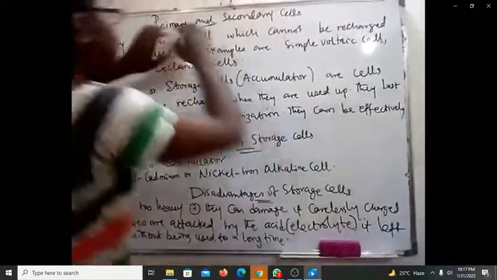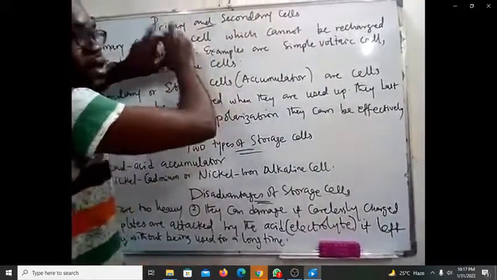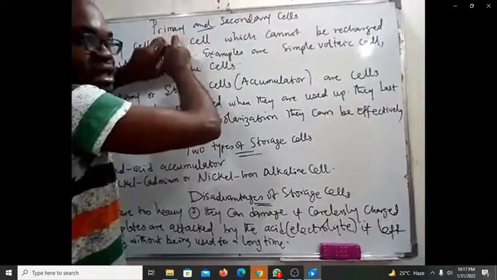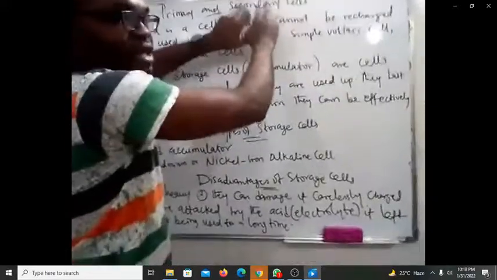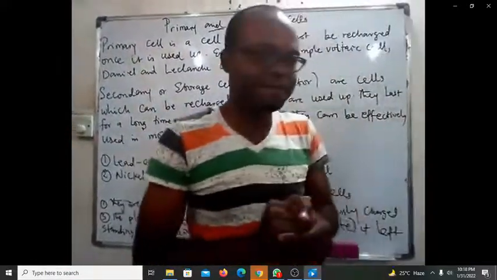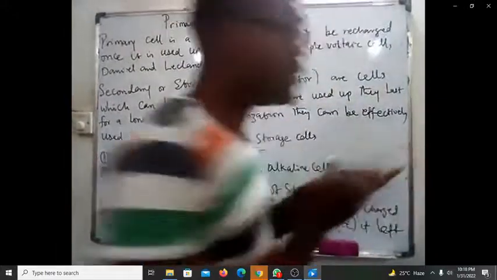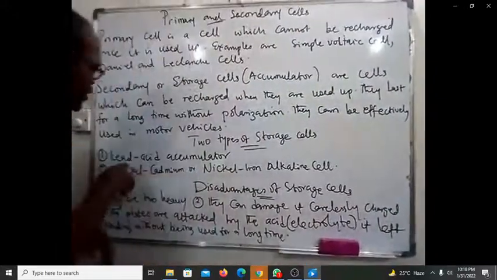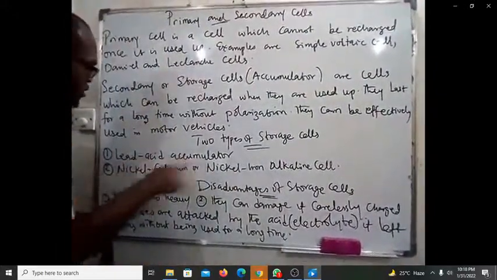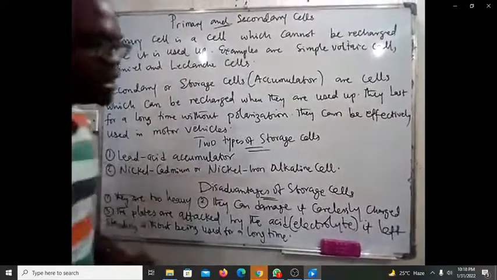So take note, primary and secondary cells. Primary cells are the ones that cannot be recharged when they are used up. Secondary cells you can recharge when they are used up, and they can be used for a longer time. They are the batteries that you use for cars and other places. You understand? So take note of these two types of cells. Thank you. In subsequent classes, we are going to be learning about lead acid accumulator and nickel-cadmium or nickel-iron alkaline cells.